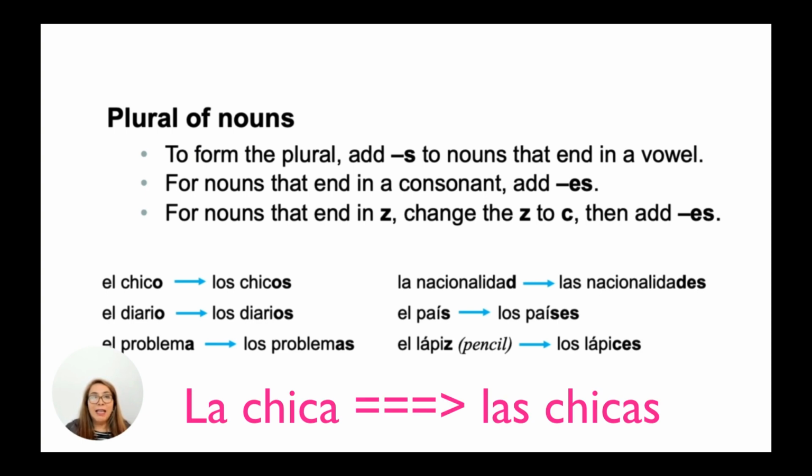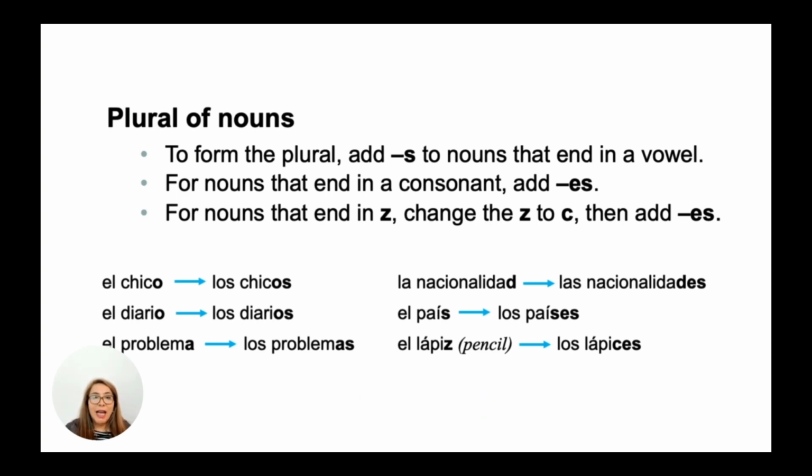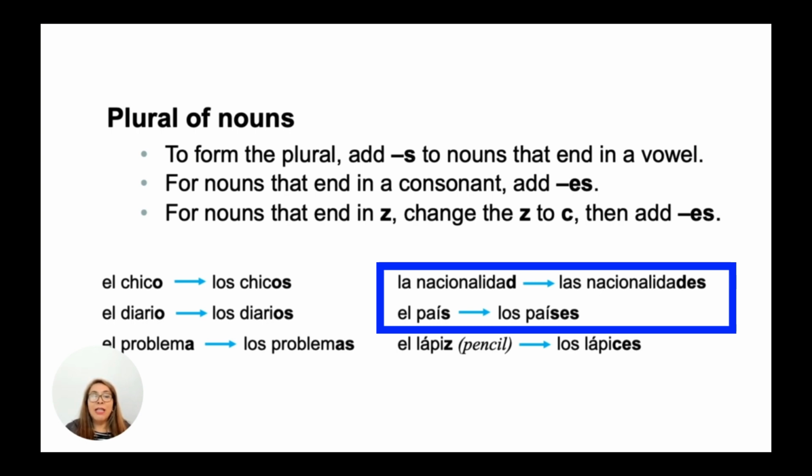La chica. If you want to make it plural, las chicas. Just add an S. Okay? Now, what happens if they end in a consonant? If the noun ends in a consonant, like el país, the country, then in that case, los países, or la nacionalidad. It ends in a D, las nacionalidades. I just added an ES.